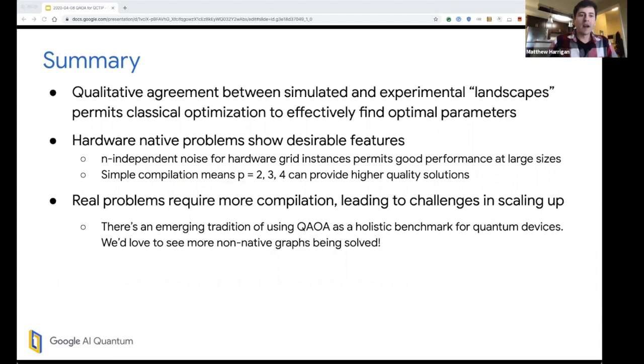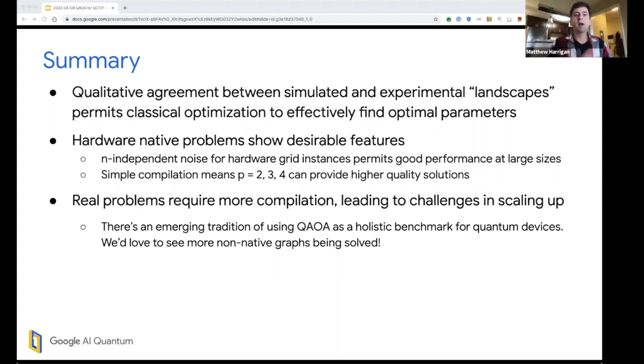And in summary, we were able to implement the QAOA on our new processors. We showed qualitative agreement between these landscape plots, both on easy to compile hardware grid instances and more challenging and more realistic fully connected models. The quality of our device permitted classical optimization of this variational algorithm to effectively find variational parameters. And we show that hardware native problems show some desirable features.